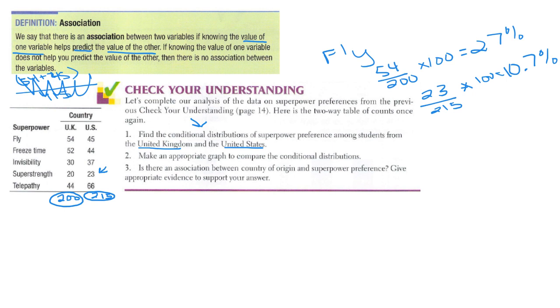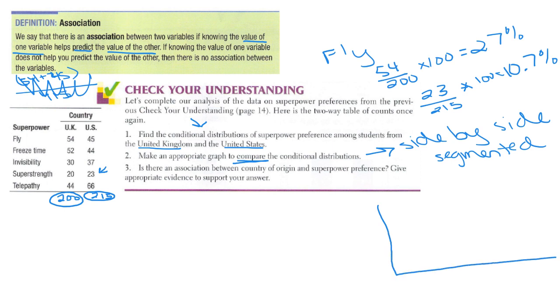This next one asks to do an appropriate graph to compare the conditional distributions. So if I'm looking to compare these two distributions, I'm not going to use just a plain bar graph. I'm going to use a side-by-side bar graph, or I could use a segmented bar graph. Whichever one I choose to use, I need to make sure that on my x-axis, I'm being very clear what's down there. So I need to label my superpower. I'm doing conditional distributions, so percent on the y-axis, nice consistent scale, and I would need some kind of key.